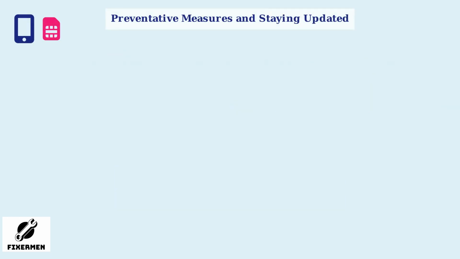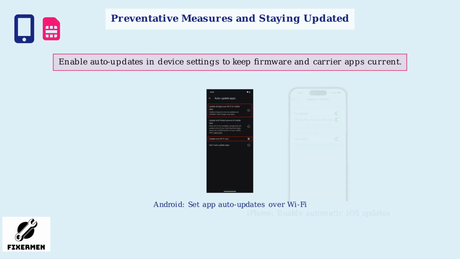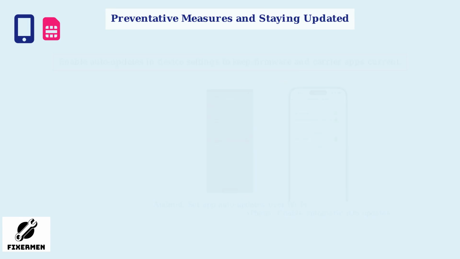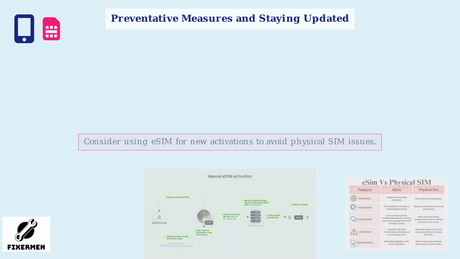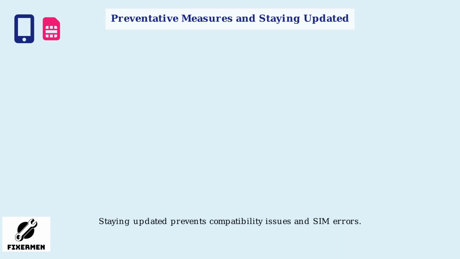To minimize the chances of encountering this error, ensure your device's firmware and carrier apps are always up to date. Enable auto updates in your device settings. Staying current with the latest software helps prevent compatibility issues that can lead to SIM errors. Consider using eSIM for new activations to avoid physical card problems.